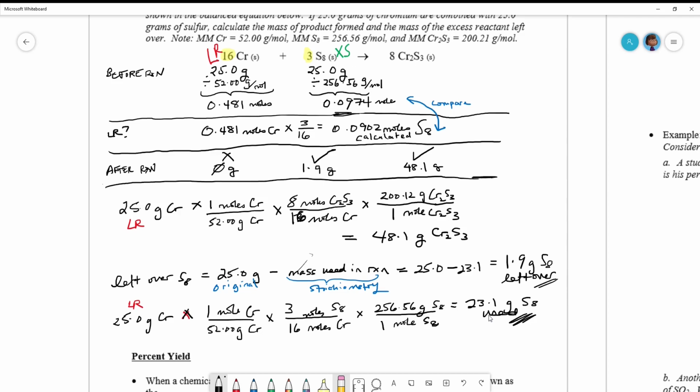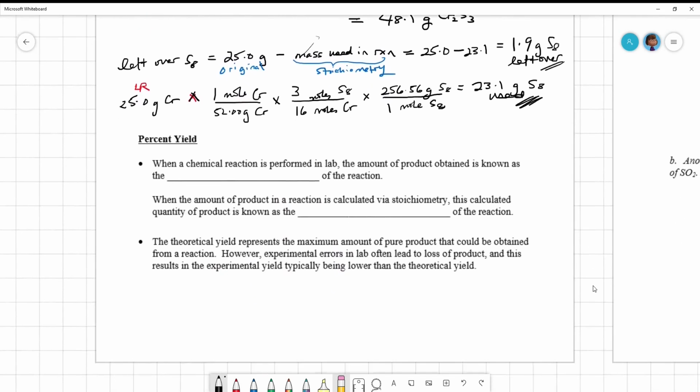Now, if you were really clever, you might have figured out the amount of sulfur left over in another much easier way. Okay? And that is by using the law of mass conservation. Notice the amount of chromium and sulfur before reaction, 25 and 25. What does that add up to? 50. Now let's remember the law of mass conservation says total mass before reaction equals total mass after reaction. So we know that the final masses added together after reaction have to equal 50. Well, 48.1 plus 1.9 plus 0, there's your 50 grams after reaction. Okay, pretty neat. So long way or short way, pick your poison.